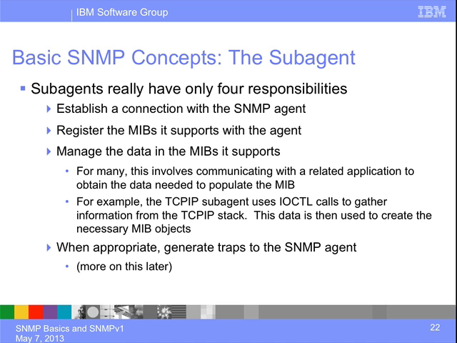Finally, subagents may also generate traps to the SNMP agent. Again, we'll talk more about that later.